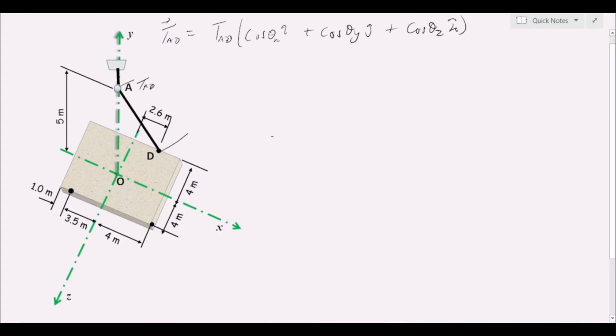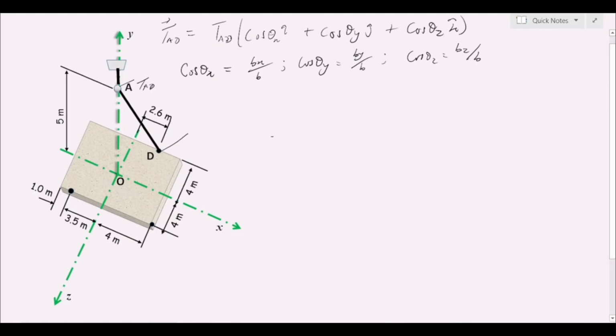Cos theta x will be equal to Bx as usual over B. In the same vein, cos theta y will be equal to By divided by B, and likewise cos theta z will be equal to Bz over B. Our first challenge becomes, how do we get Bx, By, Bz, and B?